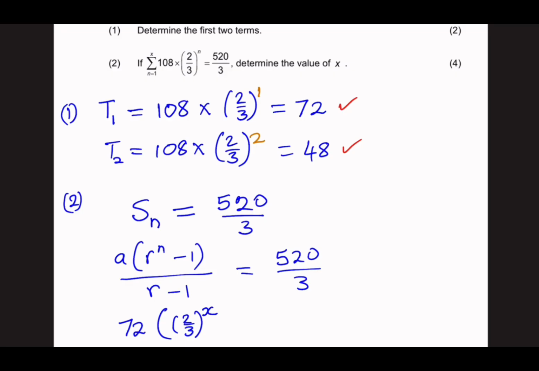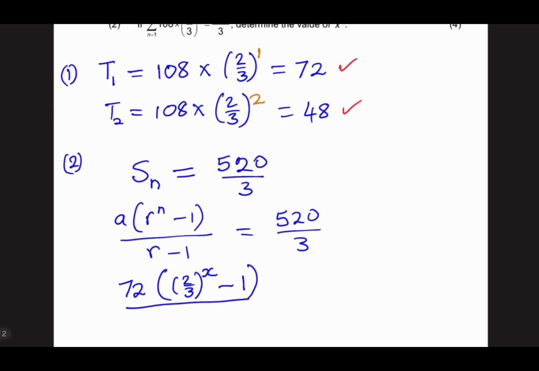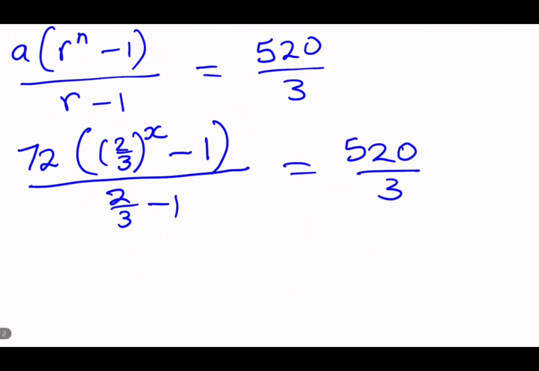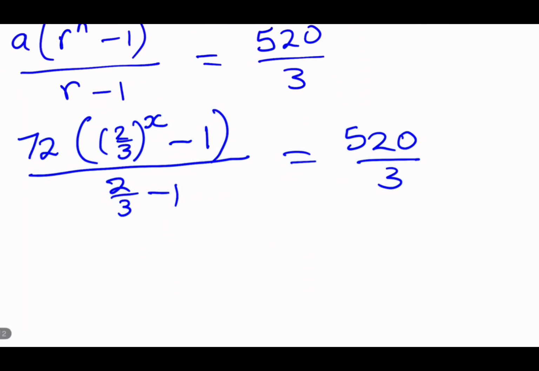And the reason this is not a problem is because this sigma does start from 1. And if it starts from 1, we can always just say n is equal to whatever is at the top. And that is x in this case, which is what we're trying to solve anyway. So I think that's best that we do that. And then at the bottom we'd still have 2 over 3 minus 1. That is equal to 520 divided by 3. And continuing to solve this is now just a matter of algebra, which we can do.